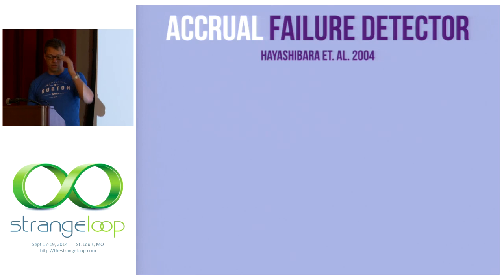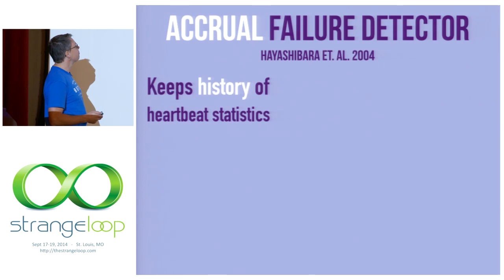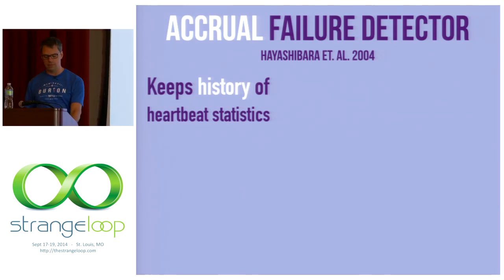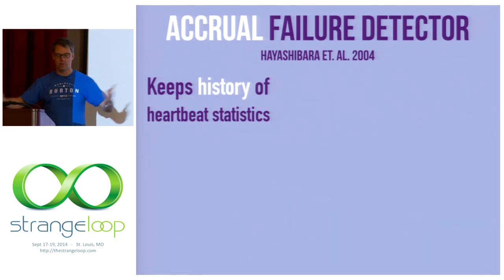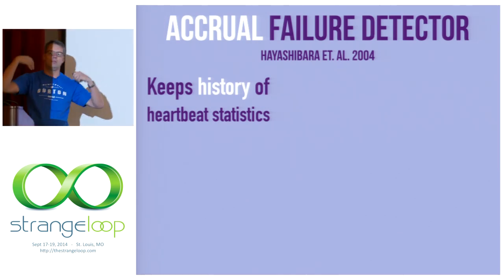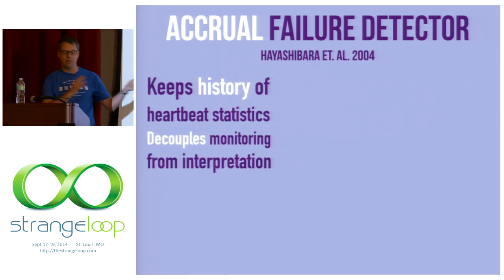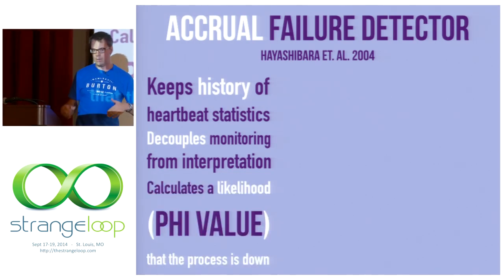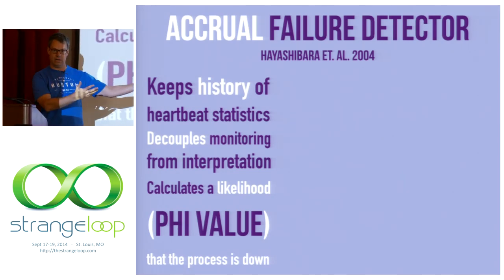The first one is called the Accrual failure detector. It came out in 2004, and the name is pretty much what it does. It really accrues knowledge. It keeps a history of all the heartbeat statistics, aggregating the history and then processing it later to make sense of it. So it decouples monitoring from interpretation, and it has a way of calculating what is called a phi value. That is the likelihood that a process is down.